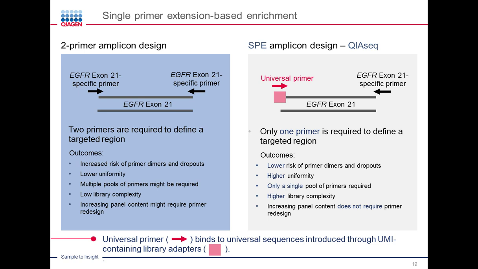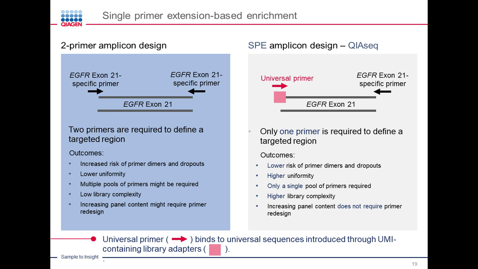So let's say you're using a panel of 400 genes today, and then you want to increase the content by adding another 5 genes. The additional primers required to cover these 5 genes will have to be incorporated into your original panel, and now the primers of the original panel might have to be redesigned. To overcome these challenges, we've incorporated a single primer extension approach for amplicon design into the QIAseq panels.